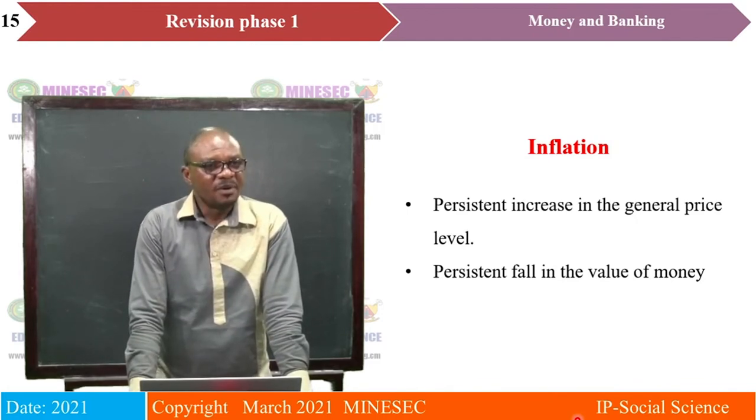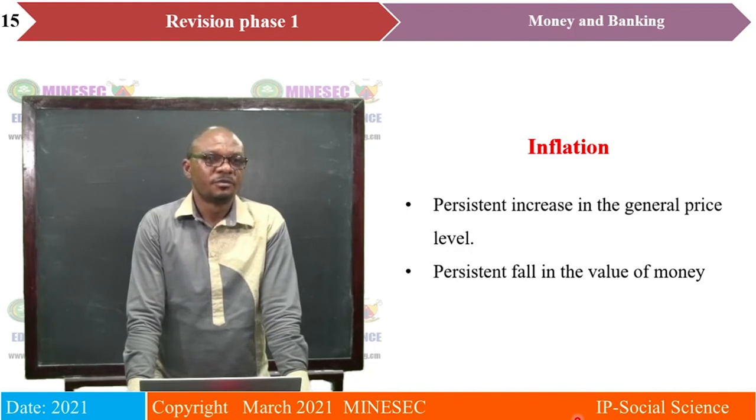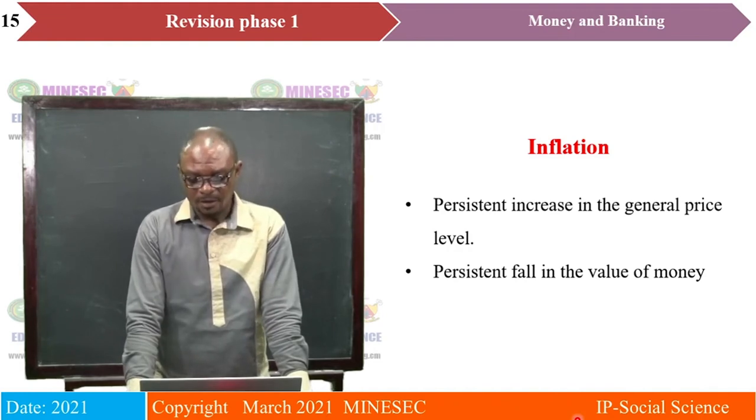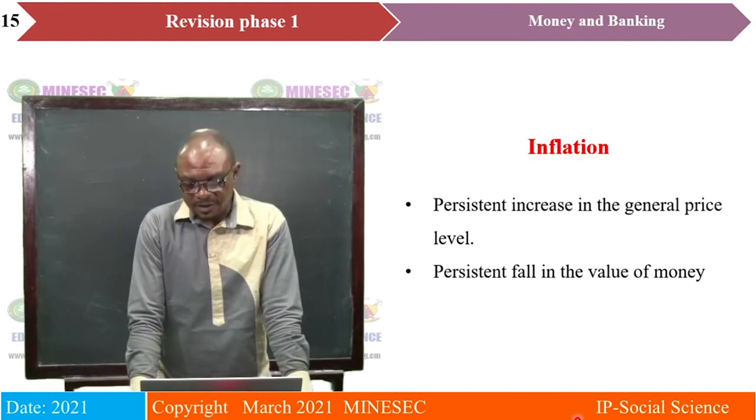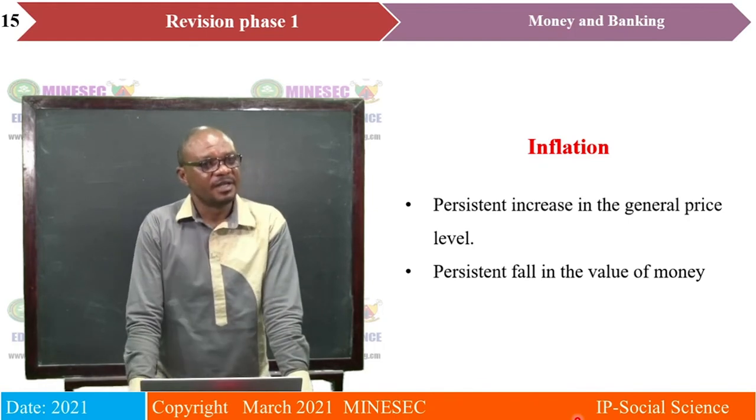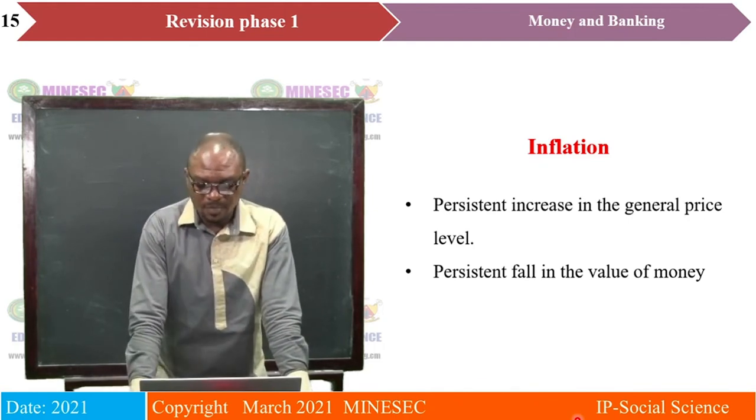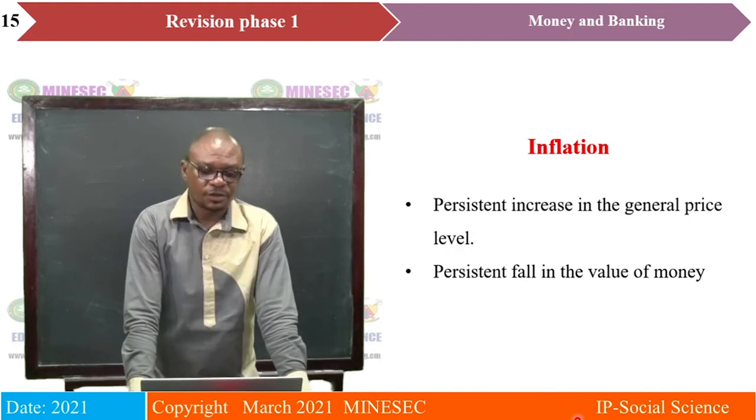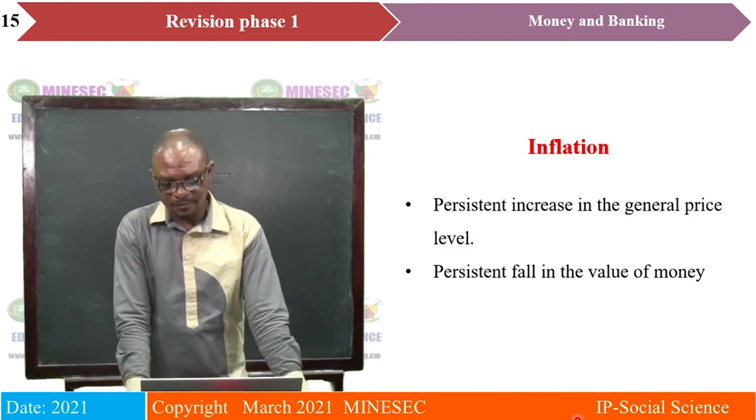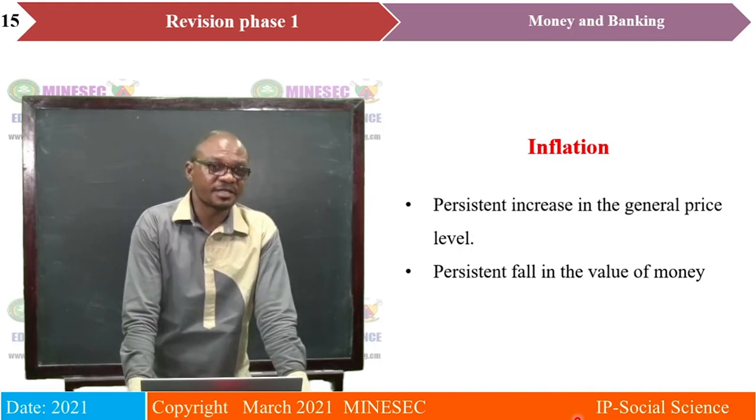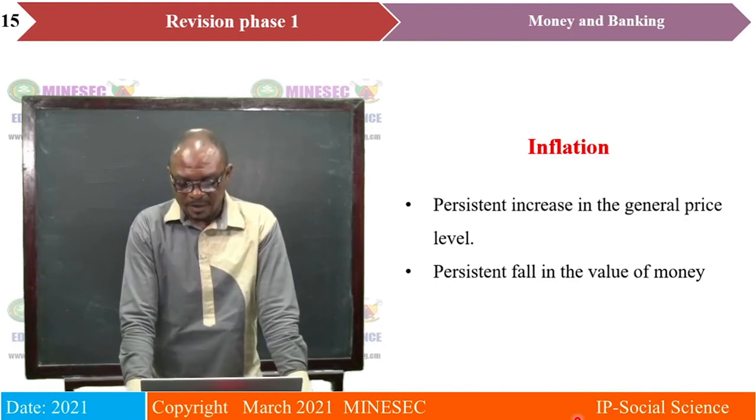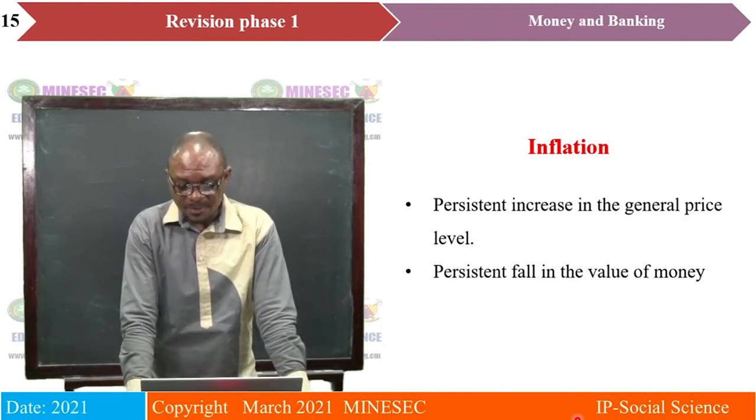When the value of money changes, it is as a result of changes in the average price level. So when the average price level is rising, it means that the value of money is falling. And that rise in the average price level is actually known as inflation. Thus, inflation, by definition, is a persistent increase in the average price level of goods and services in the economy, or a persistent increase in the general price level.